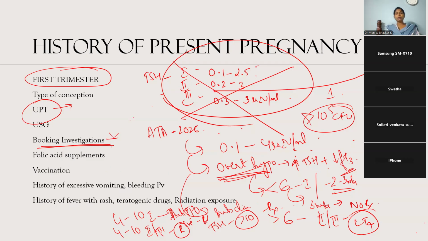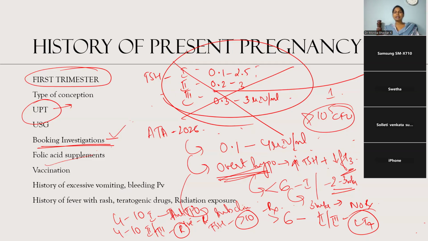So that is about booking investigations. The next important thing is the folic acid supplementation. So there are two types of folic acid supplementation. One is prophylactic folic acid administration. The second one is therapeutic folic acid administration.